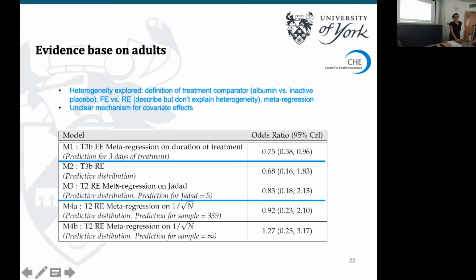For the purposes of George's PhD, he has used only 2 of these 5 models. He's used the best model, the fixed effects meta-regression on duration of treatment, and he's used the random effects model accounting for quality. JADAD is a metric of study quality. But for the purposes here, one is a fixed effect model and the other is a random effect model.